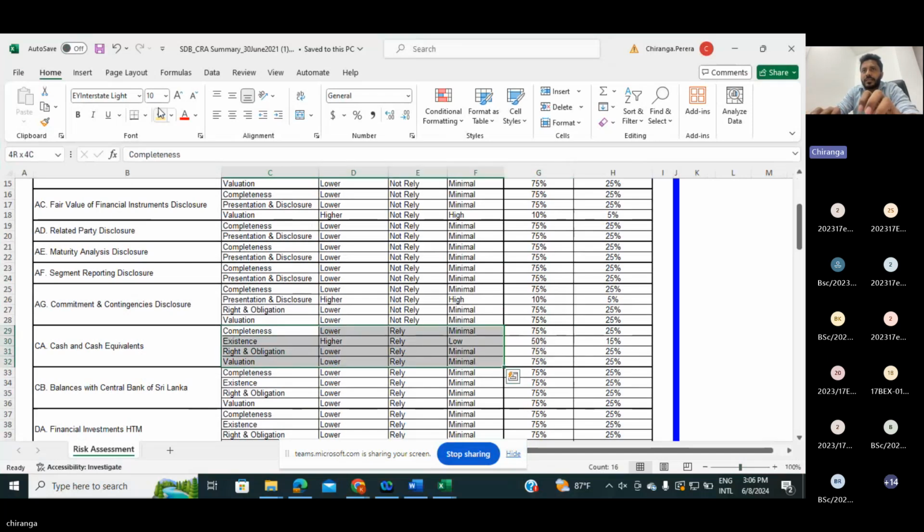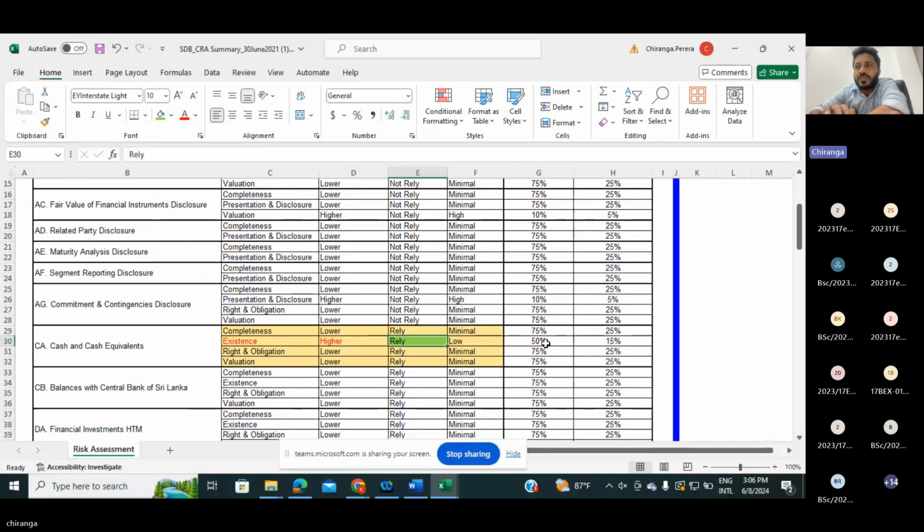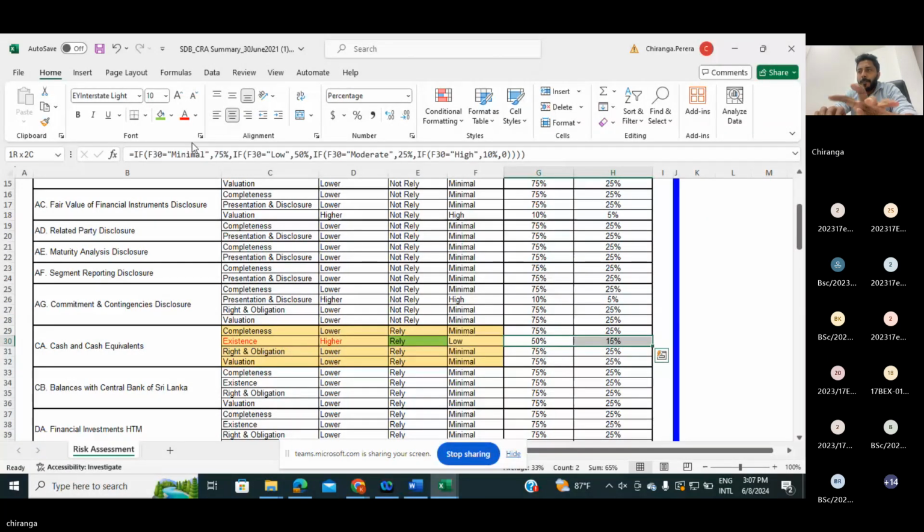We have assertions, this inherent risk. As I said, existence is higher. But reliance, according to the walkthrough test, it's rely. Because of that, this is the scope. If you put not rely, you can see changes. Focus on this. Here we have 50 and 15, right? The number, scope, testing threshold.